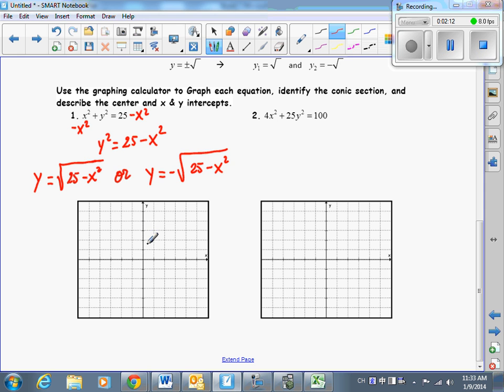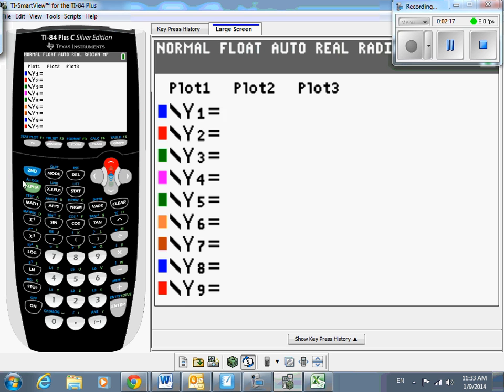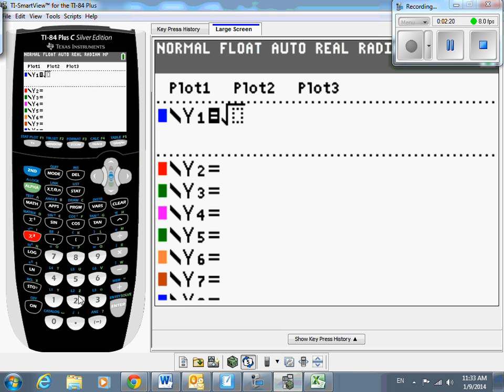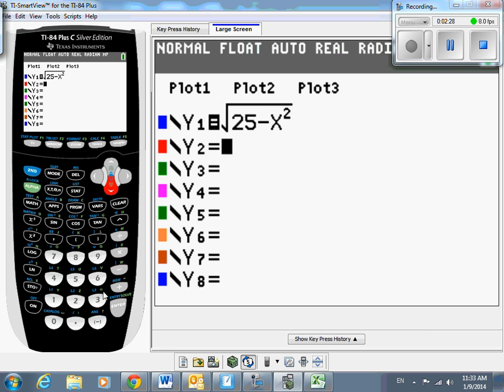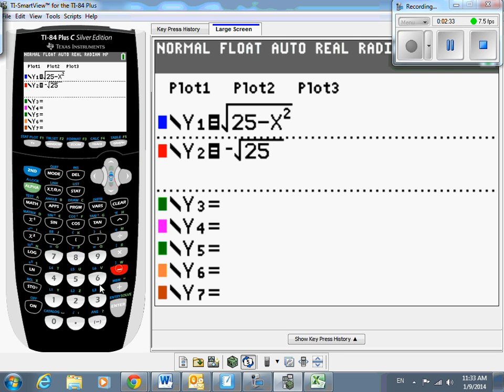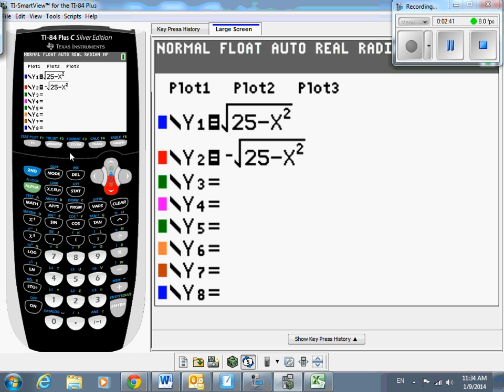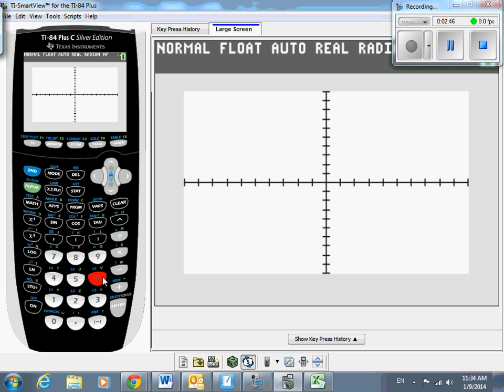Alright, at this point, what I want you to do is, on the y equal, I want you to graph those two equations. So on the y equal, the first one I will have is the square root of 25 minus x squared. And on the y2, I will have the negative of the same thing. You cannot take it out of the radical. I want you to stay on your standard zoom. Look what I get.